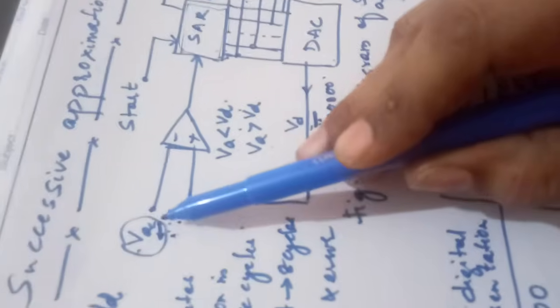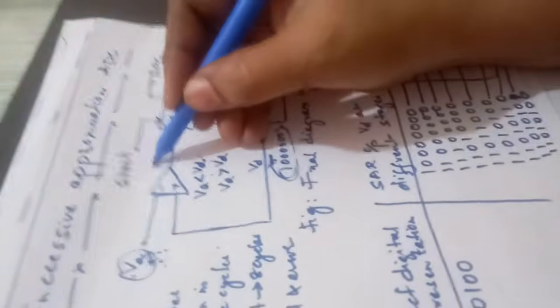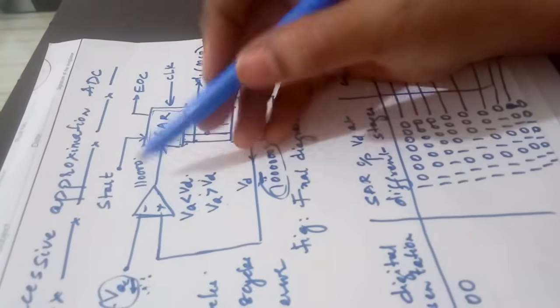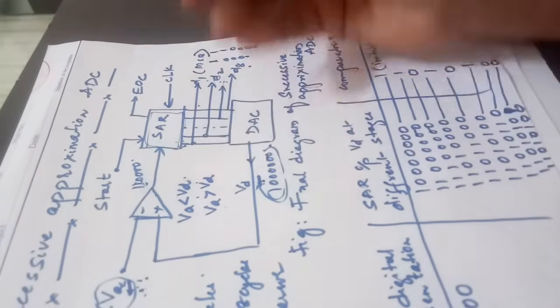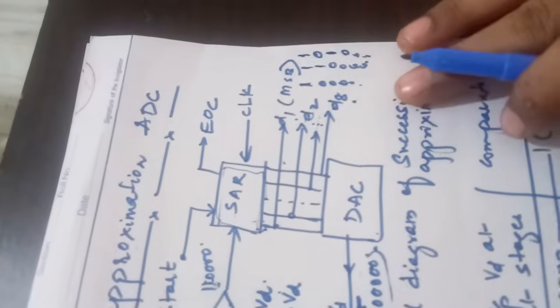Then again I compare this output with the analog signal. If the analog signal is still greater than this digital output, then I set the next bit to 1, so I give 1, 1, 0, 0, 0, 0, 0. Then I compare it with the analog signal. Suppose the analog signal is less than 1, 1, 0, 0, 0, 0. Then I have to remove this weight, so I have to reset this bit. So I make it 1, 0, and set the next bit to 1, 0, 0, 0, 0, like this.